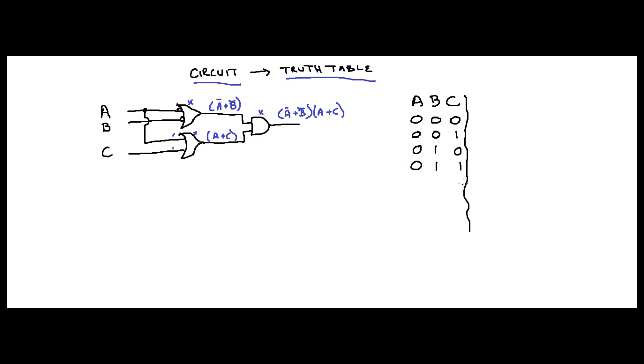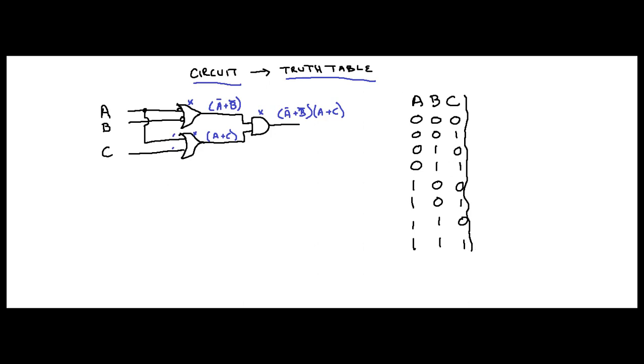Now let's keep on going. This is going to be 0, 0, 1, 1. What are we doing next? 0, 1. Then we're going to have 0, 1, 1. And finally we'll have 1, 1, 1. Get it?